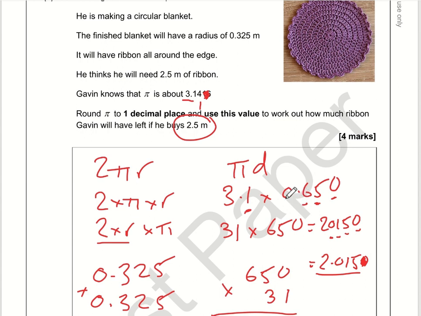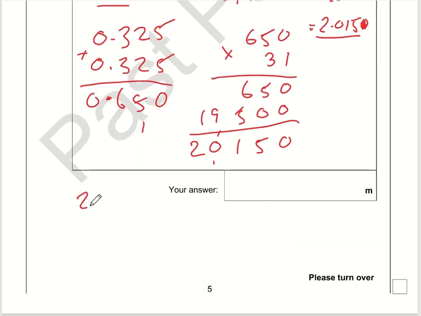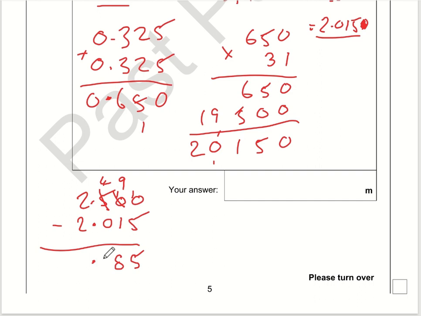So we need to work out how much will he have left if he buys 2.5 metres. So the final calculation, which I'm just going to have to squeeze in here, is 2.5 take away 2.015, and this isn't going to be a lot of fun unless we fill these with zeros. Put a decimal point in line in the answer box. Now 0 minus 5 can't be done, so we need to borrow, but the next column is empty, so we need to borrow from this 5. 5 becomes 4 to make this 0 a 10. The 10 will become a 9, and then this 0 becomes a 10. 10 minus 5 is 5, 9 take away 1 is 8, 4 take away nothing is 4, 2 minus 2 is 0, so the answer is 0.485 metres.